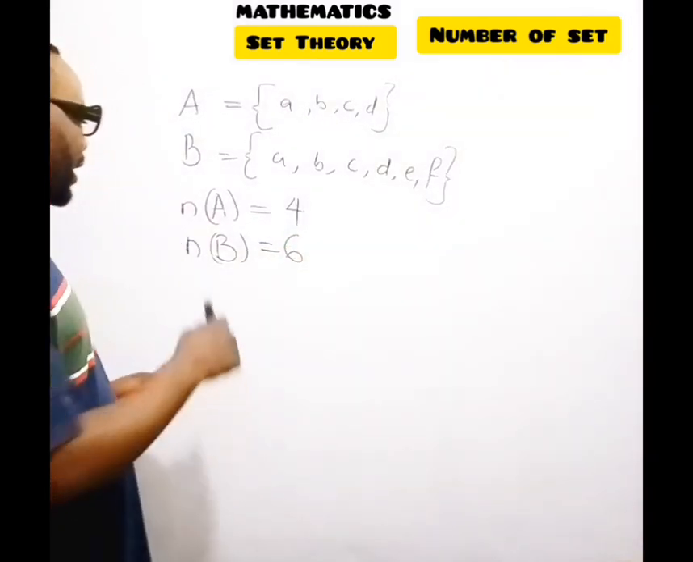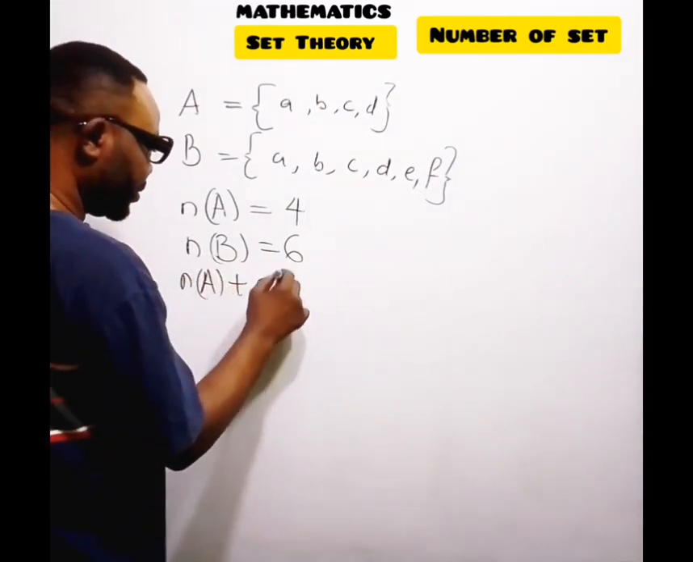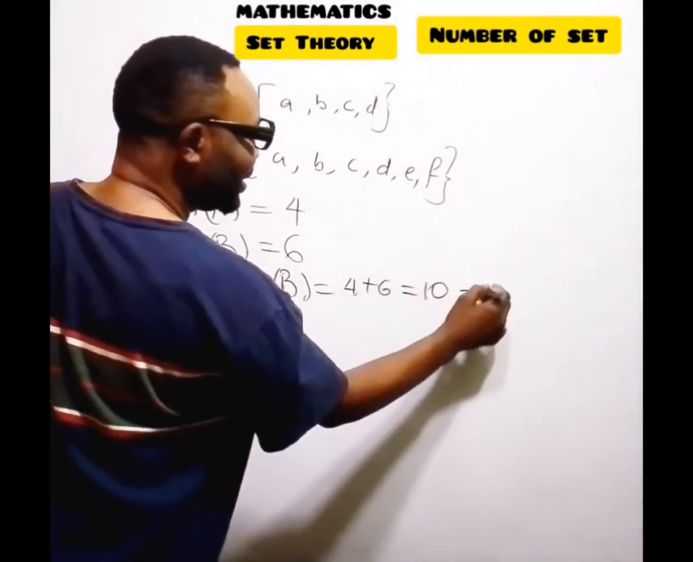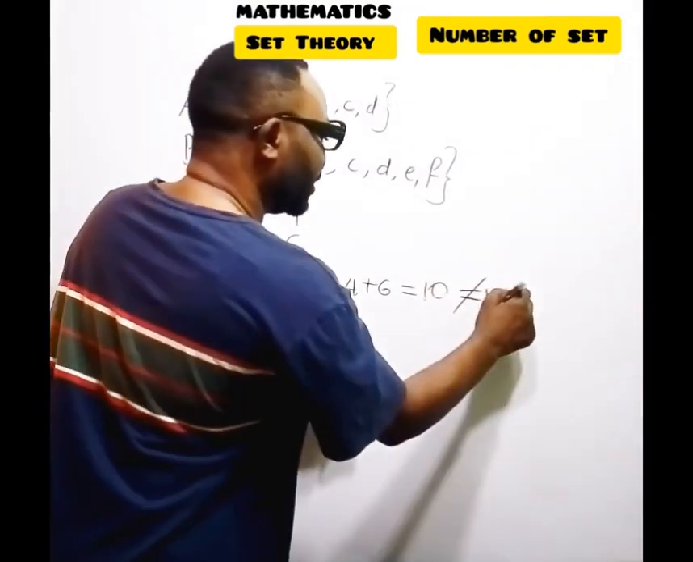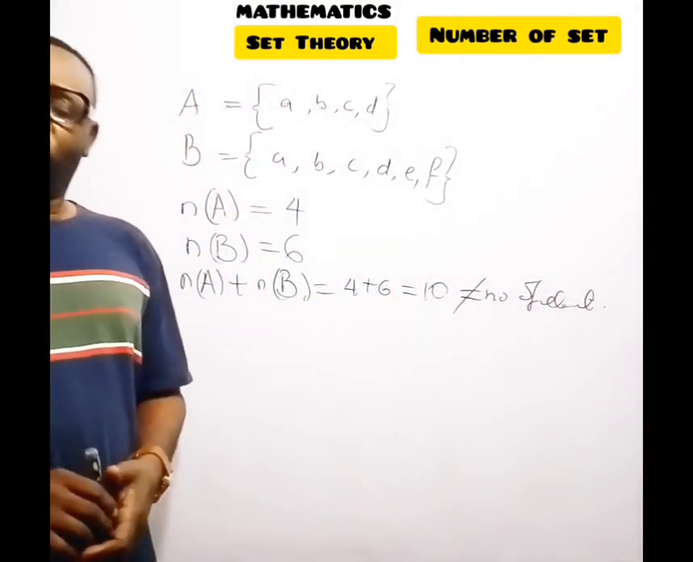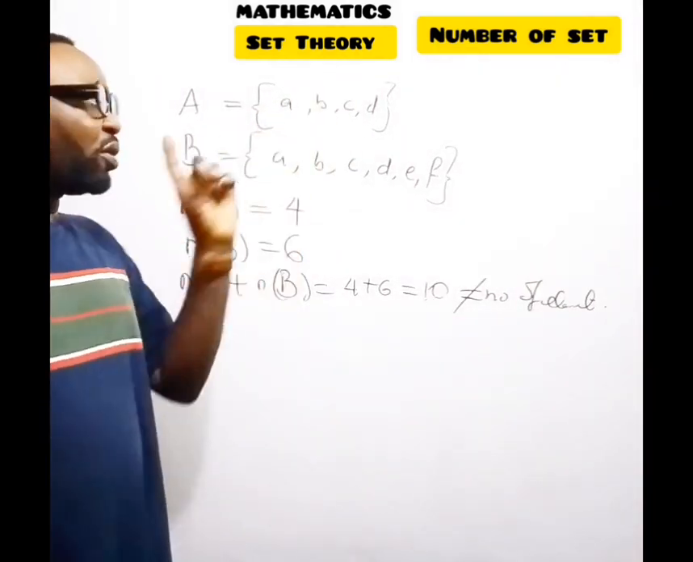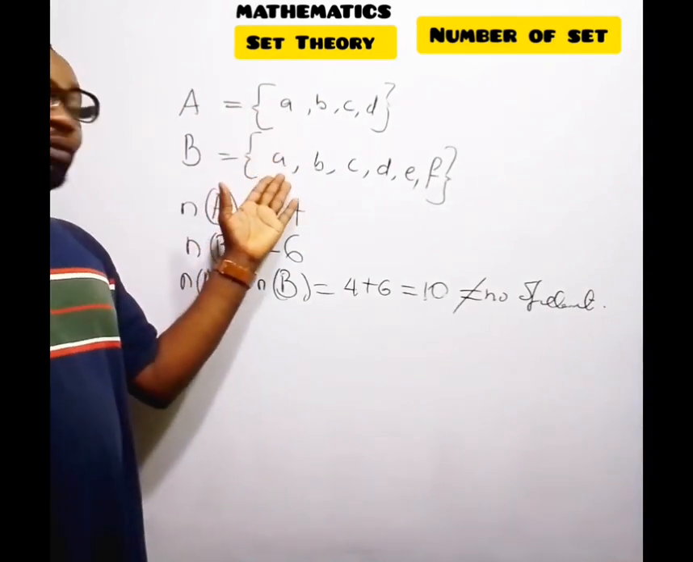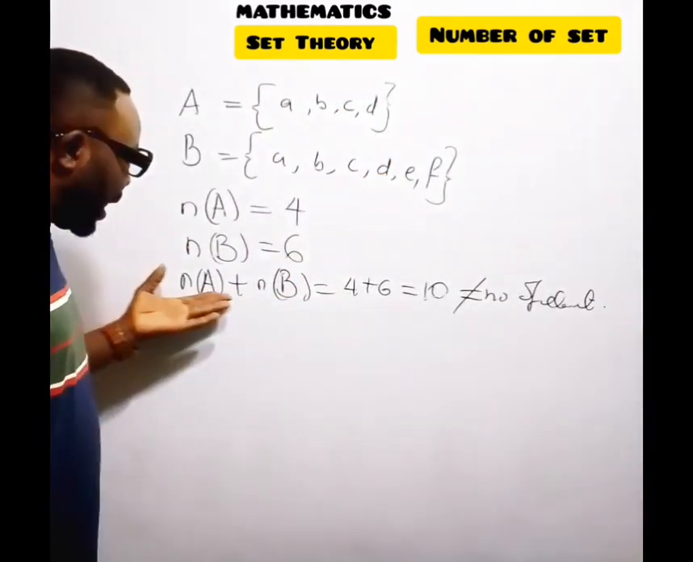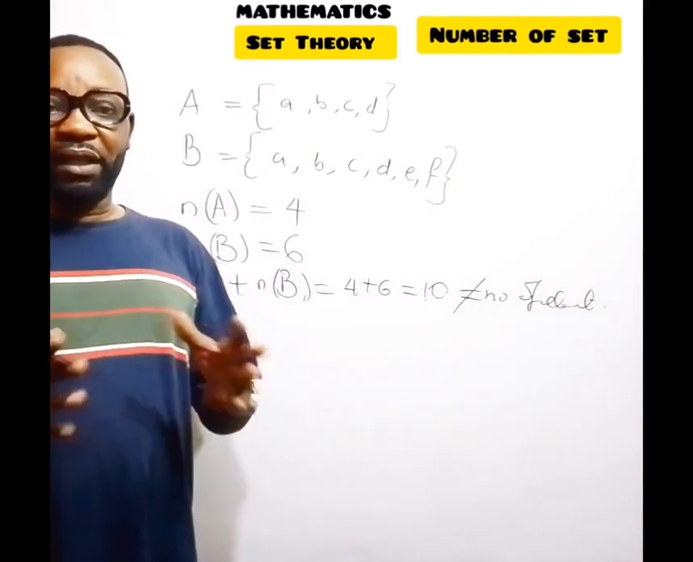Now, if I add them together, n(A) plus n(B) is 4 plus 6, which is equal to 10. This is not correct for the number of elements. Why? Because some elements are counted twice, more than once. You can see A is counted more than once, B is here and here, C is here and here, D is here and here. So this arrangement cannot give the total number of elements in both sets.